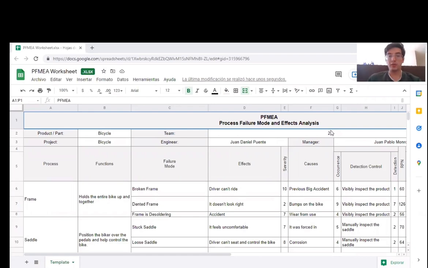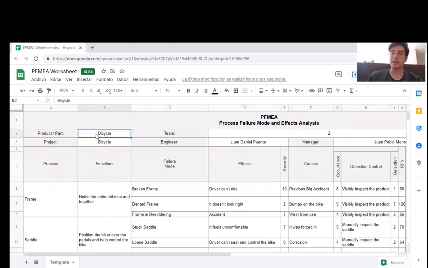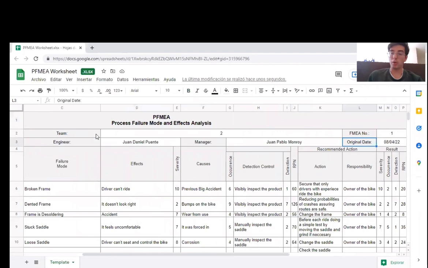Well, this is the process failure mode and effect analysis worksheet. At first, we had the title, of course. Then we have the product, the part, in this case, the bicycle, the project, the team, number 2, the engineer, in this case, me, Juan Daniel Puente, the manager, Juan Pablo Monroy for this team, the FMEA number 1, and the original date, that is today.